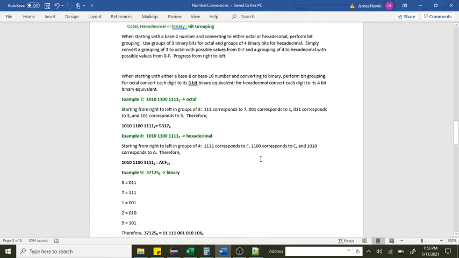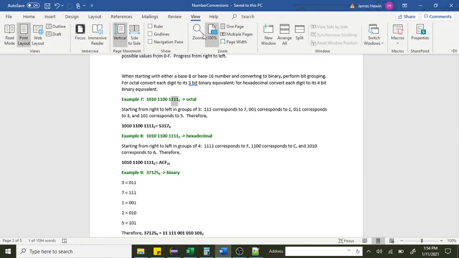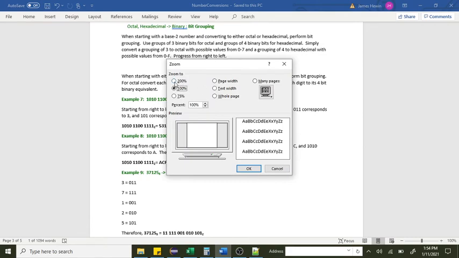Let's look at an example. Okay, so let's look at example 7. Here I want to go from binary, a 12-bit binary number, to octal, which is base 8. Well, base 8 means I need groups of 3. So I start here. If you look, this rightmost group of 3 bits here, maybe let's see if I can zoom in a little bit.